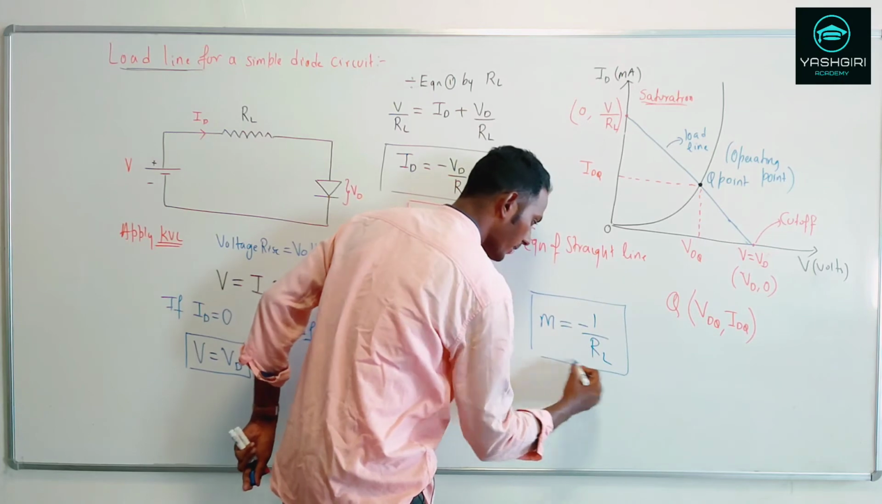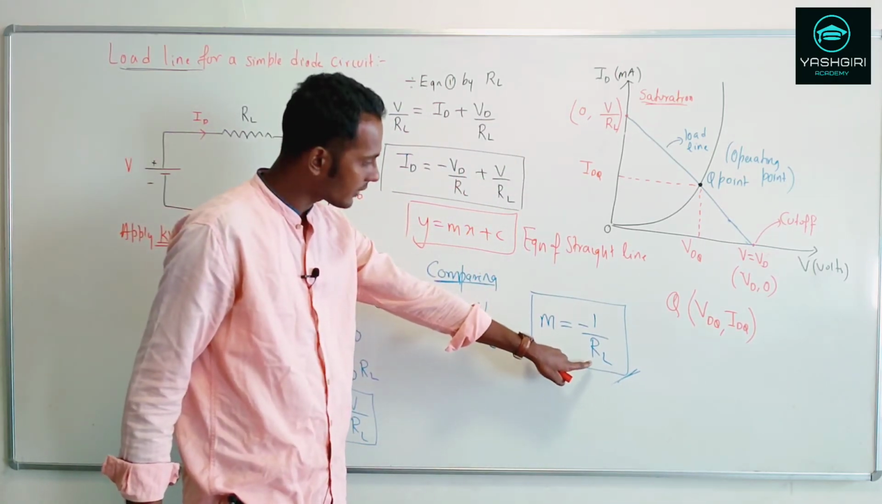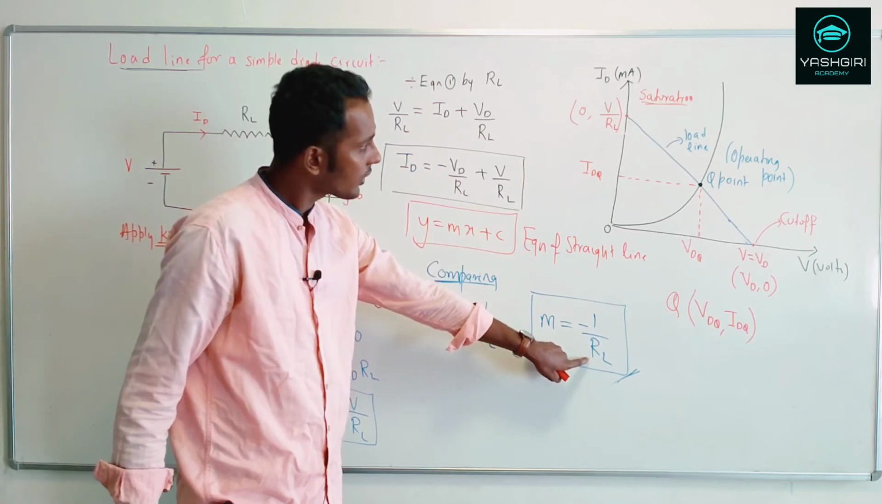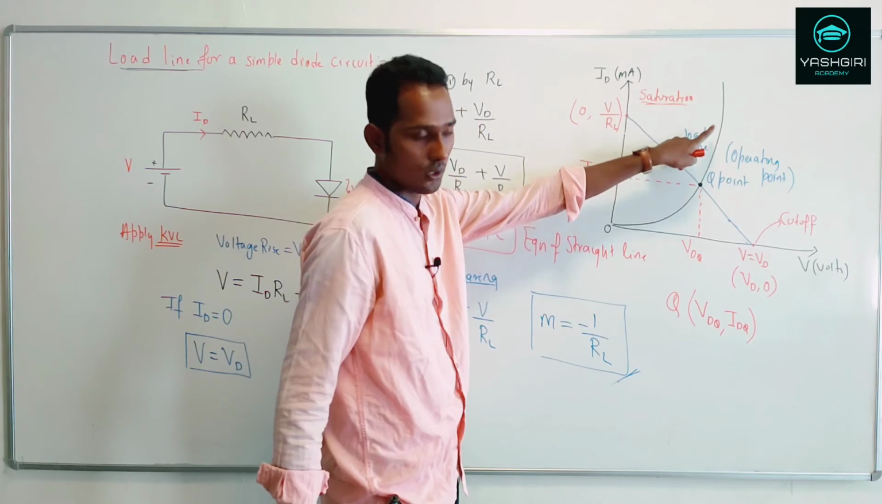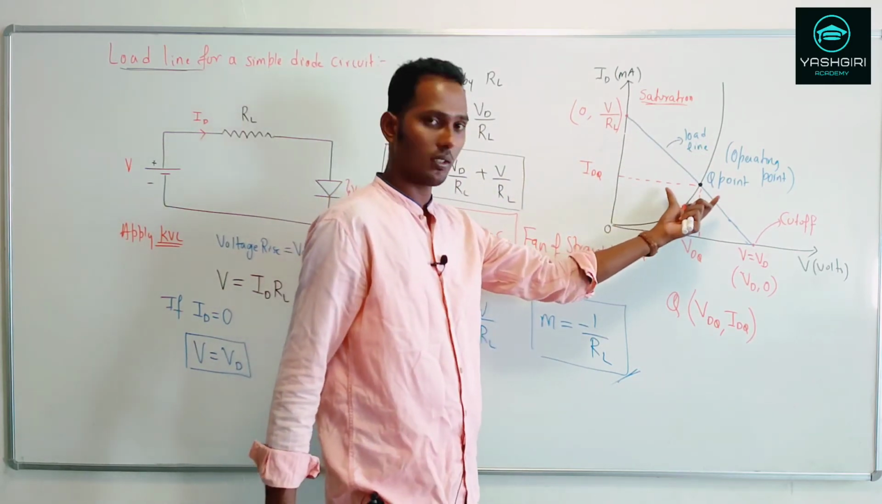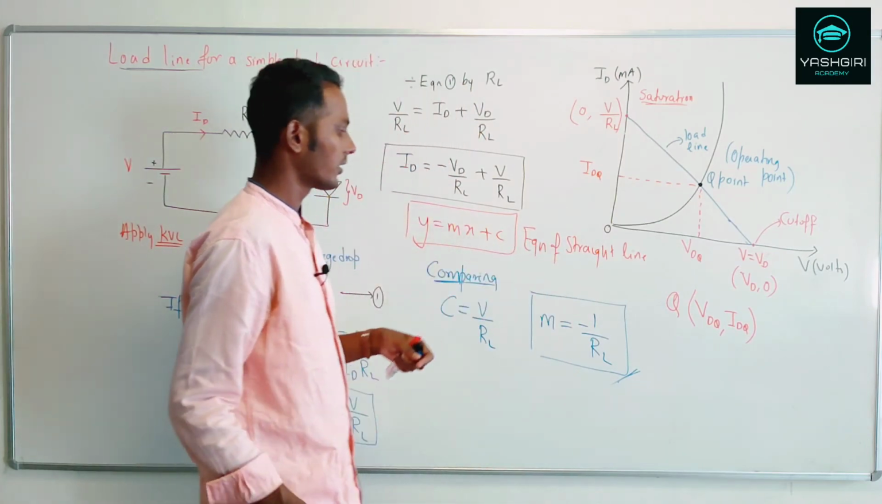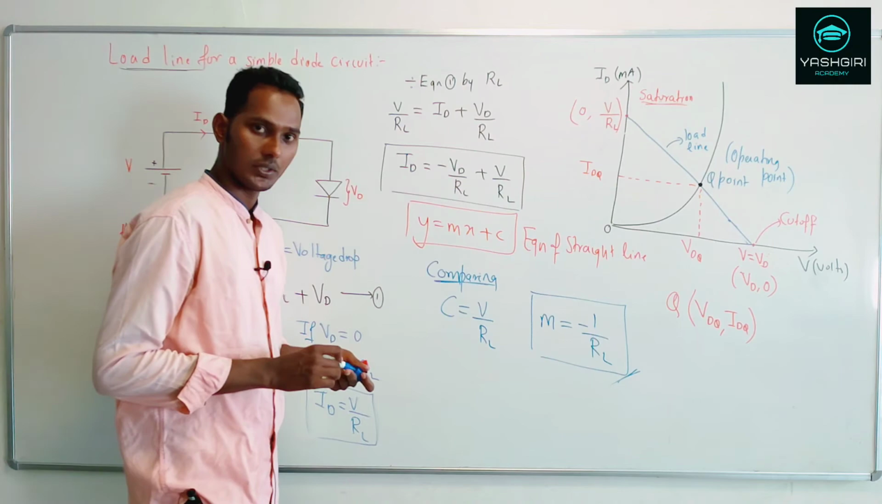Now this slope is very important. If you see this slope, it's inversely proportional to RL. So if RL gets changed, the Q point will change over here. So basically the parameters of this circuit get changed if you are changing the load resistance RL.